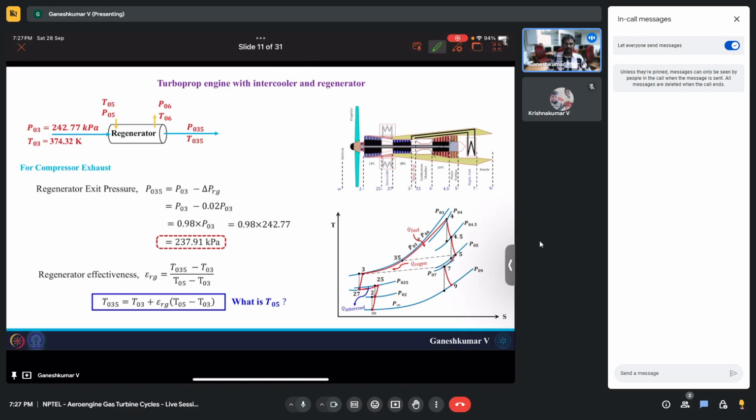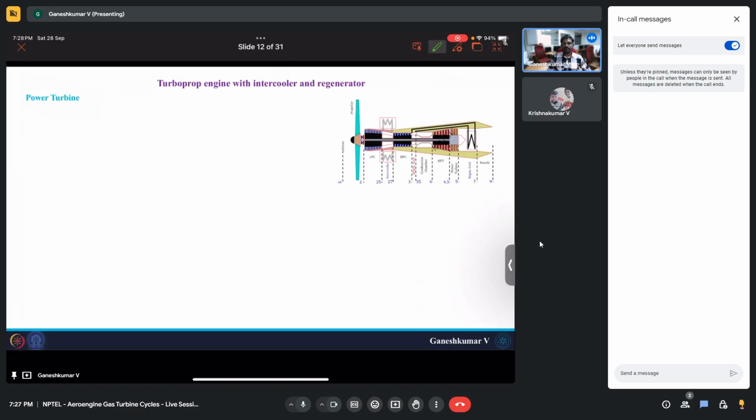So then what can we do? Then you can go ahead and find what T05 is. So we can take a reverse approach. What would be T05? T05 would be coming out of the power turbine. So let's say we do an energy balance for the power turbine. So the ideal per unit mass available at station 4.5.